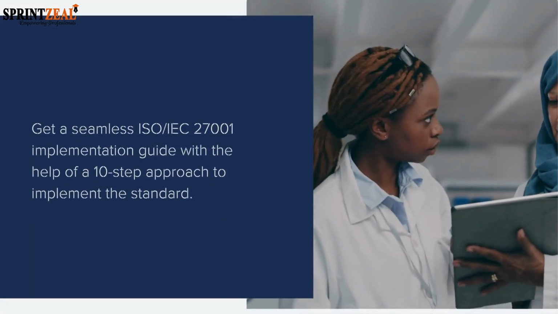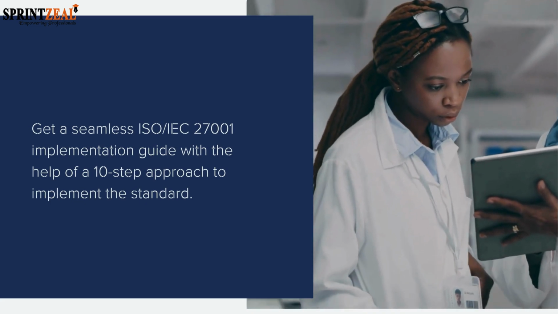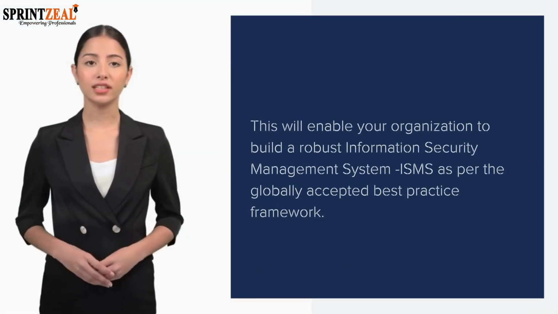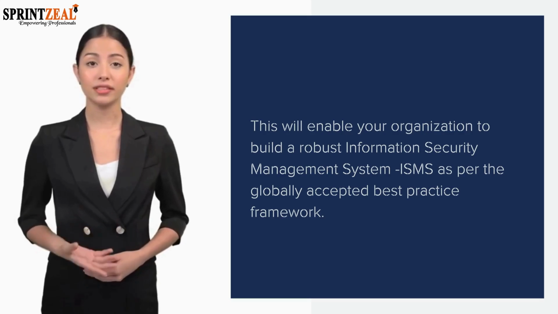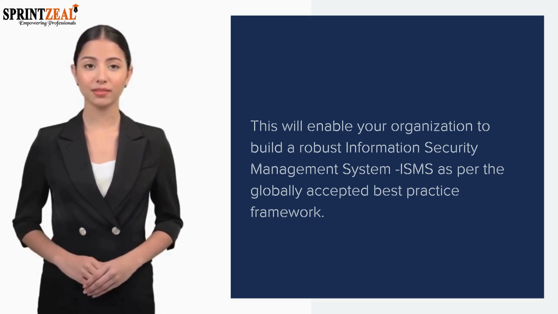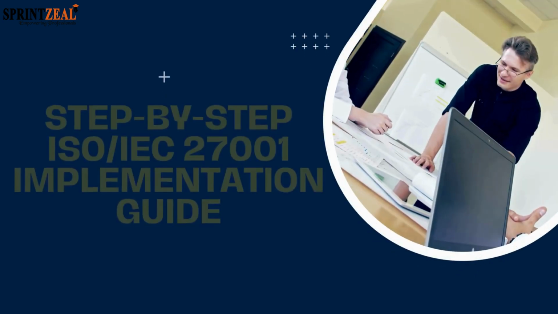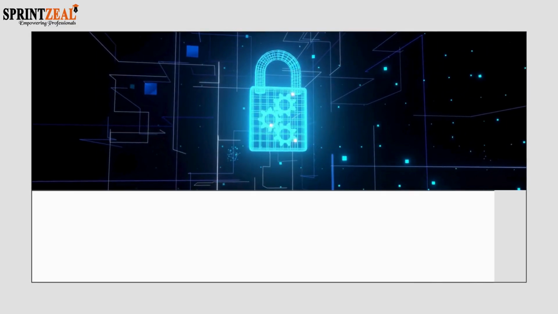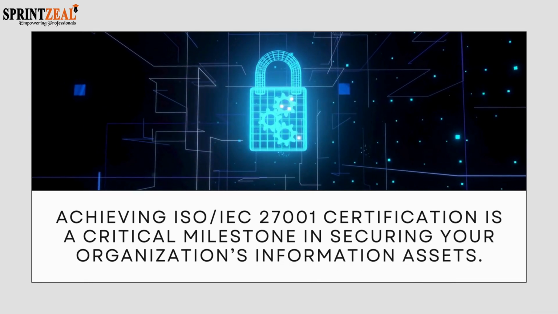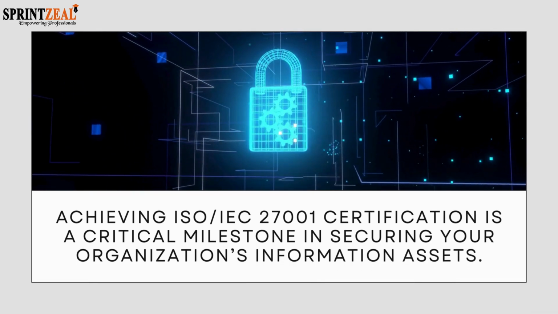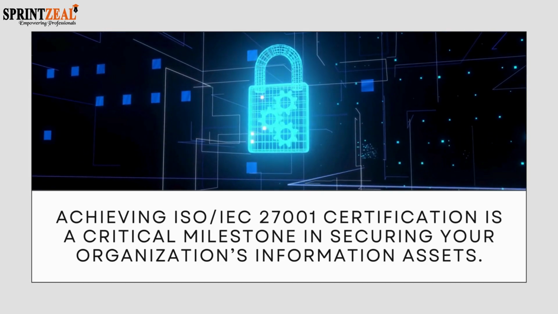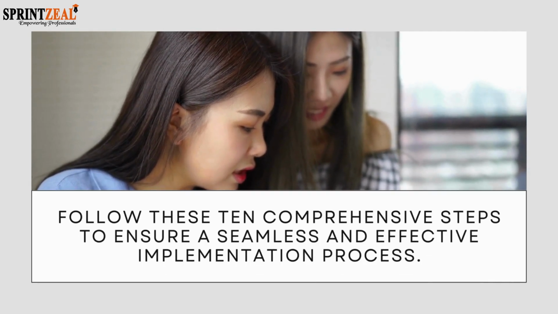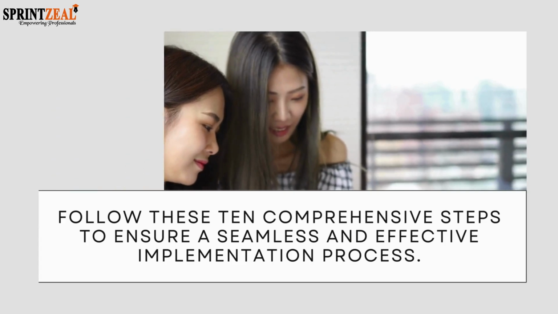Get a seamless ISO/IEC 27001 implementation guide with the help of a 10-step approach to implement the standard. This will enable your organization to build a robust information security management system, ISMS, as per the globally accepted best practice framework. Step-by-step ISO/IEC 27001 implementation guide. Achieving ISO/IEC 27001 certification is a critical milestone in securing your organization's information assets. Follow these 10 comprehensive steps to ensure a seamless and effective implementation process.